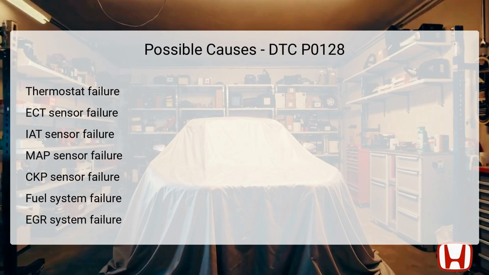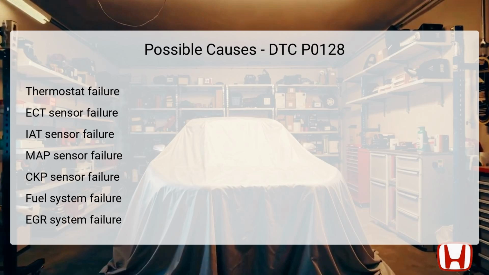Several issues can contribute to the occurrence of DTC P0128. The most common culprit is a failed thermostat that remains open, failing to direct the engine coolant properly for optimal heating. Other potential causes include failure in the engine coolant temperature ECT sensor 1 or the intake air temperature IAT sensor, where incorrect readings can compromise the function of the thermostat.